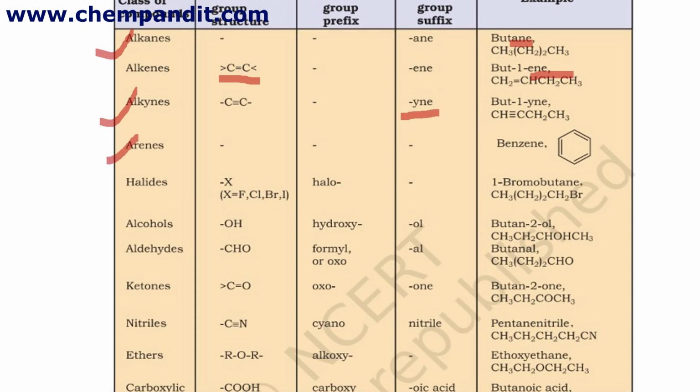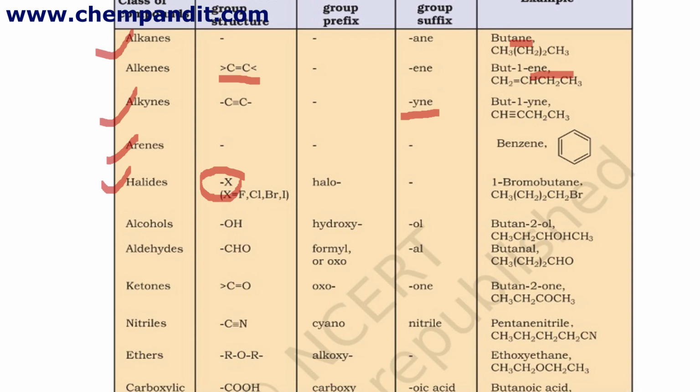Similarly, there are arenes. Arenes are aromatic compounds. Basically, they are benzene derivatives. Then we have halide group. In this, you can have any halogen group, halogen atom. It is represented by X, and they are actually used as a prefix. And the prefix used is halo. Halo, for example, suppose there's a chlorine, so we will use chloro. Similarly, bromo, iodo, fluoro, etc. So this is used as a prefix before the name of the compound.